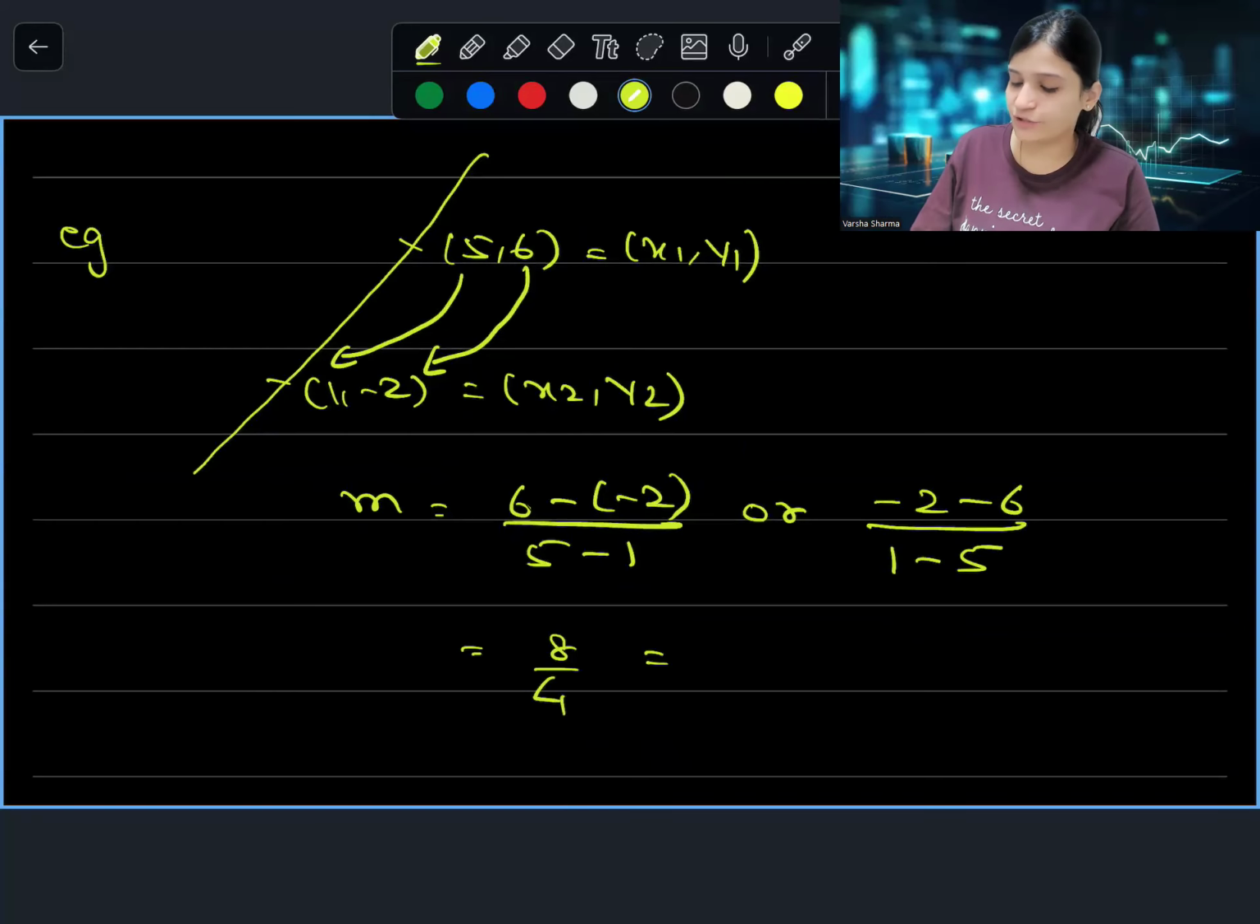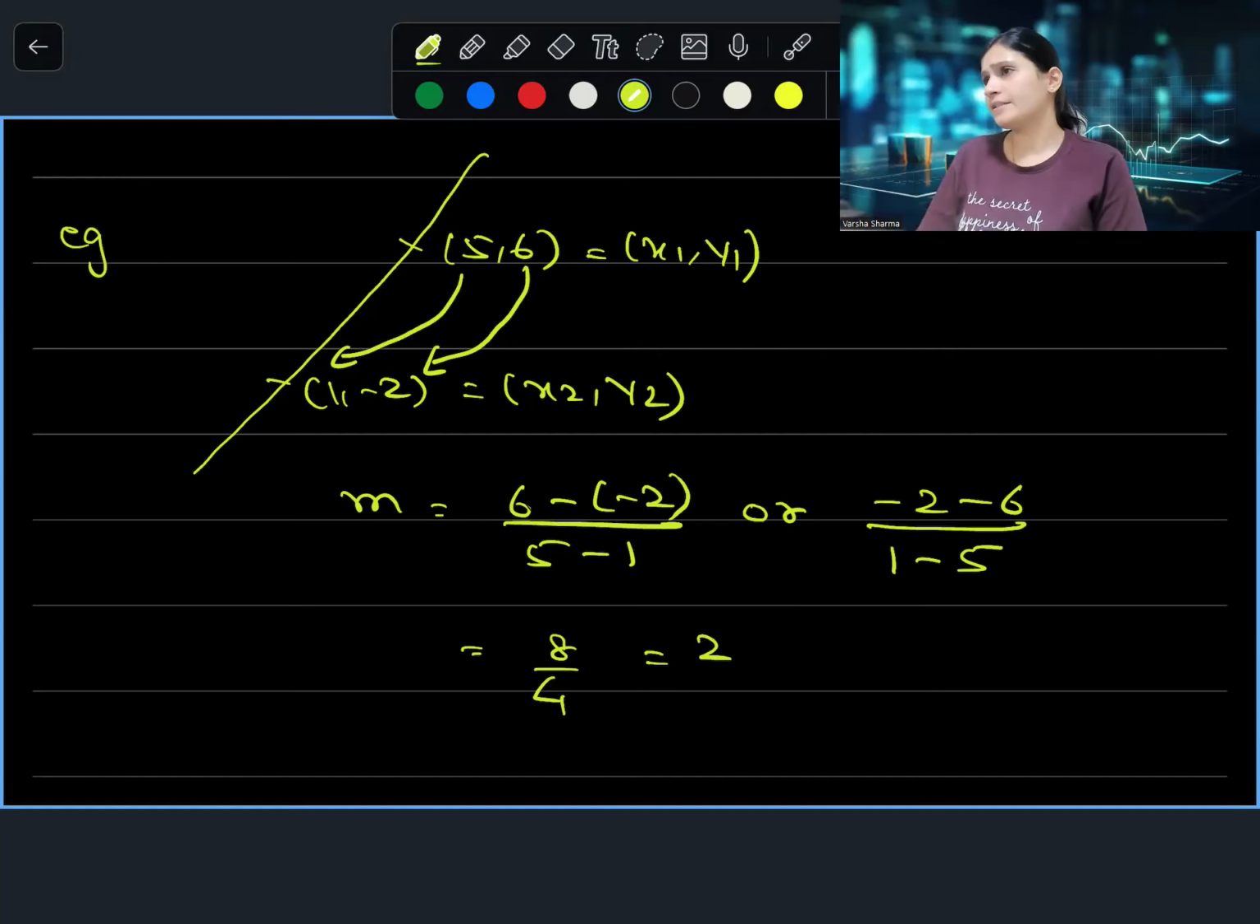8 by 4, that is 2. Slope of the line will be 2. So this is what we need. If I want to find out the slope of a line, it can be obtained by (y2 minus y1) by (x2 minus x1). Online, is it clear? Yes ma'am. Yes.